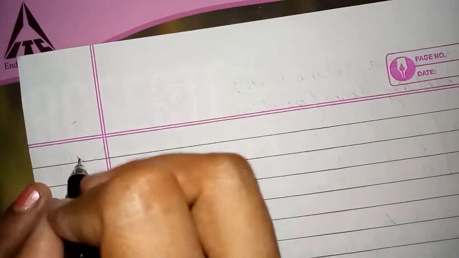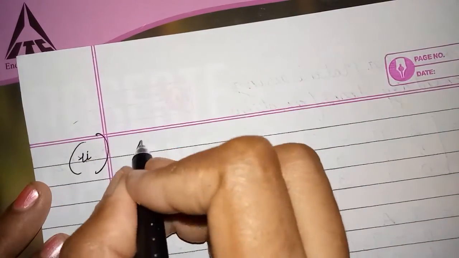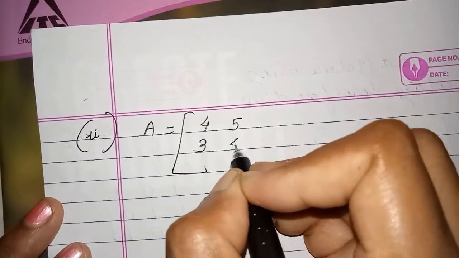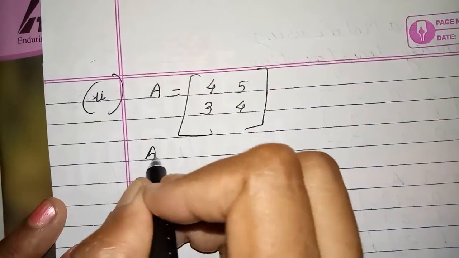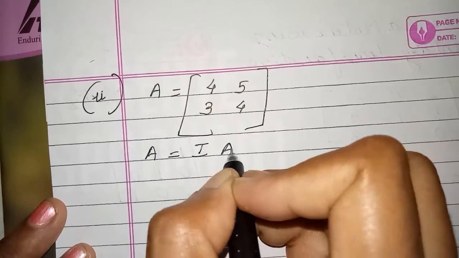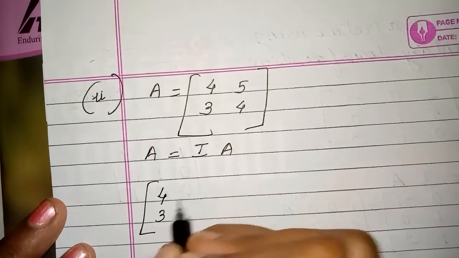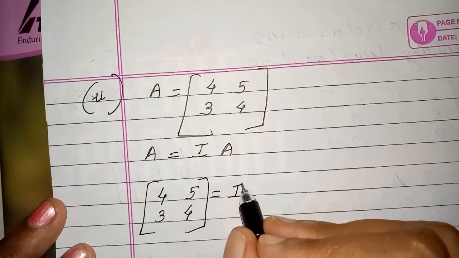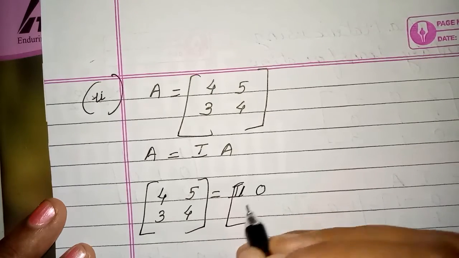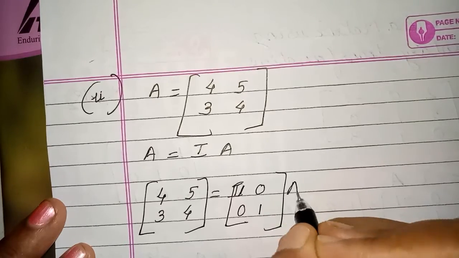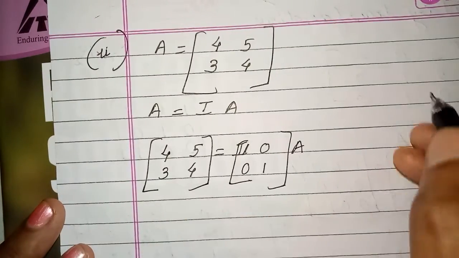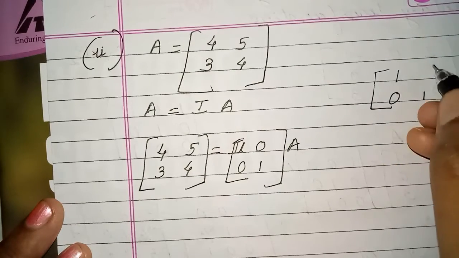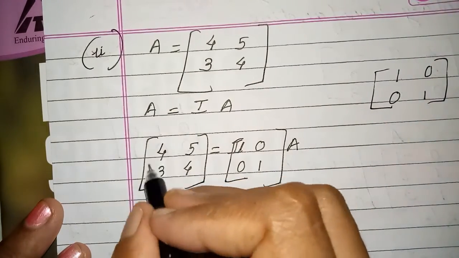Again, if you have any confusion, you can clear it. So it is A equal to 4, 3, 5, 4. Idea is A equal to IA. Make it 4, 3, 5, 4 on the left side. And I will write here 1, 0, 0, 1. Write this A. Idea is to convert this into a 2 cross 2 matrix. So it will be first 1, then 0, then 1, then 0. So how do you make here 4, 1?